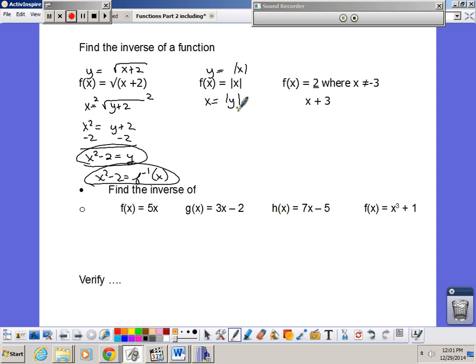Now remember, when you do an absolute value and solve it, you've got to split it into two. So x is equal to y and x is equal to negative y. So x is equal to y, divide by negative 1. Y is equal to negative x. And you need both sides of those to make your inverse, but that will not pass the vertical line test, the horizontal line test, so this won't work anyway. Because remember, an absolute value won't pass a horizontal line test.